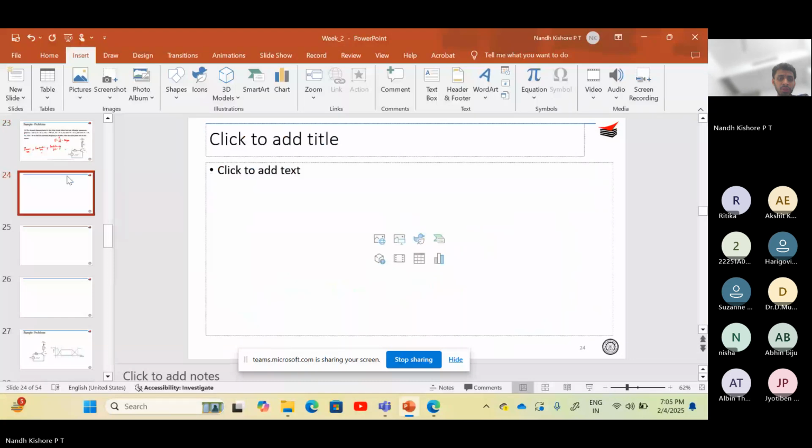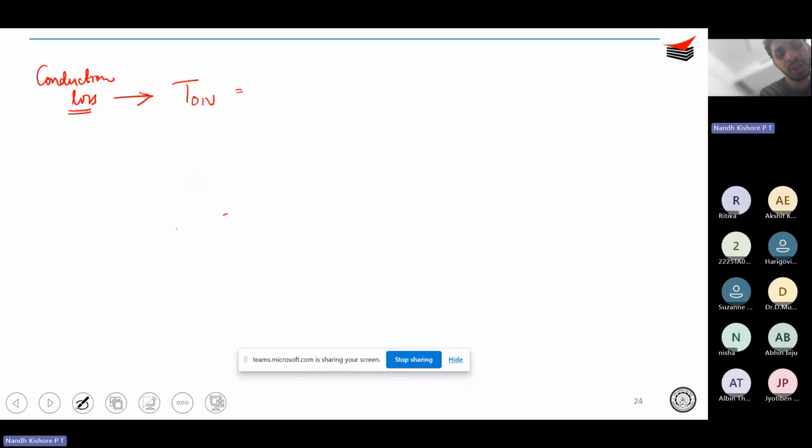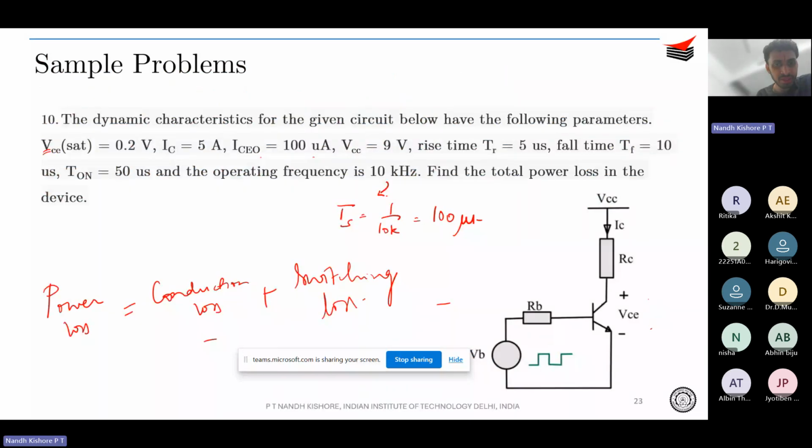So let's find out the conduction loss first. So when would the conduction loss happen? When the BJT is on, that is during T on, right? So T on was given as 50 microseconds. So during this period, there is going to be a conduction loss, right? So what's happening during T on? The BJT is in on state. So VCE that they have given is 0.2 volts. And what about your IC? IC is 5 amperes.